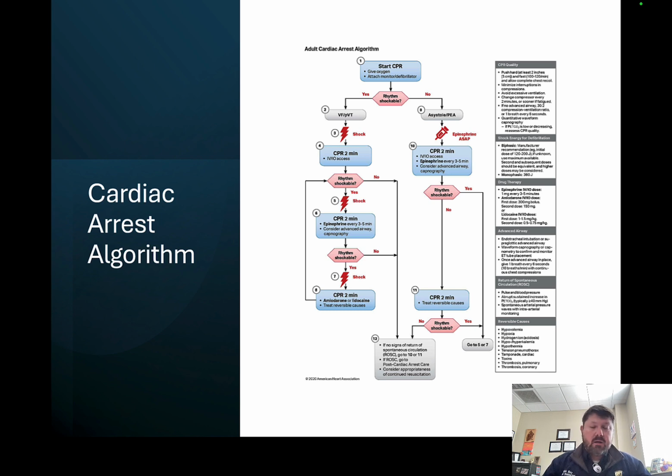Amiodarone would be 300 milligrams initially, followed by 150 milligrams, or lidocaine. We don't give both. We only give one or the other. Our lidocaine dosage initially is 1 to 1.5 milligrams per kilogram, followed by a subsequent dose of 0.5 to 0.75 milligrams.